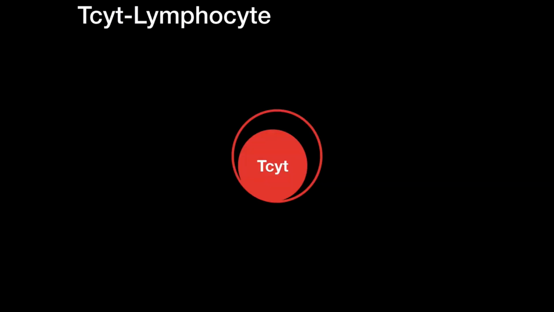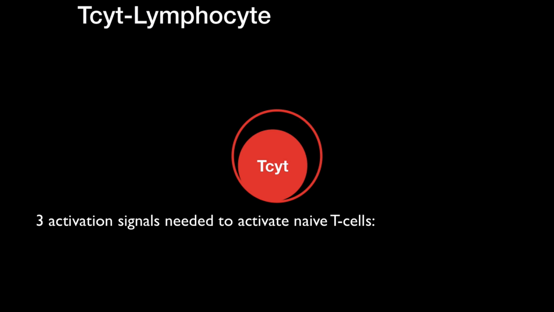These guys are the kind of T cells that go hunt after a sick cell once they're activated. And just like any other T cells, they need three activation signals to activate. So the first activation signal is what we call T cell receptor. Notice that it has CD8 instead of CD4. CD8 is going to dock on MHC1 molecule.